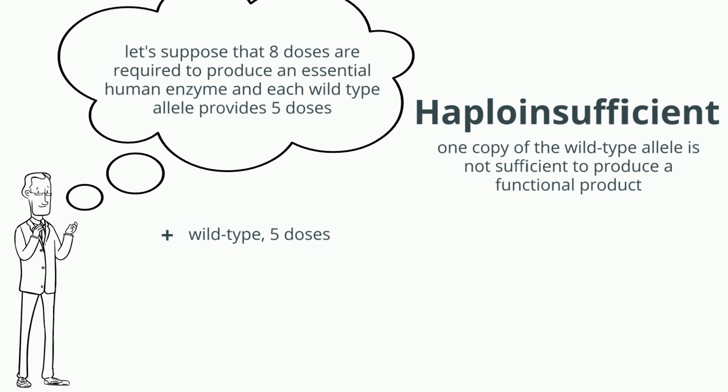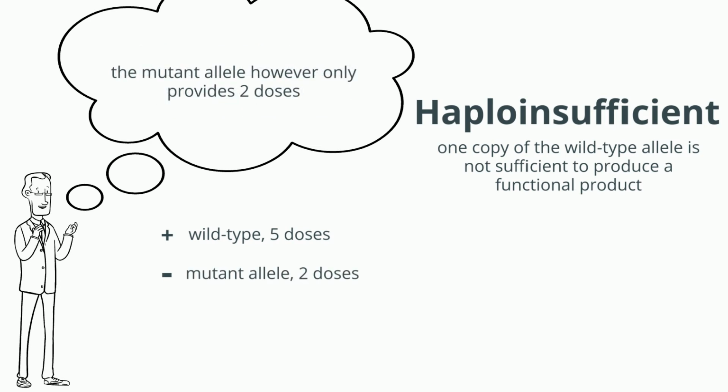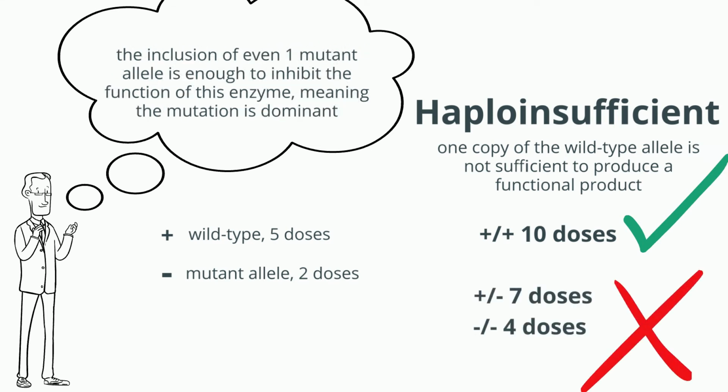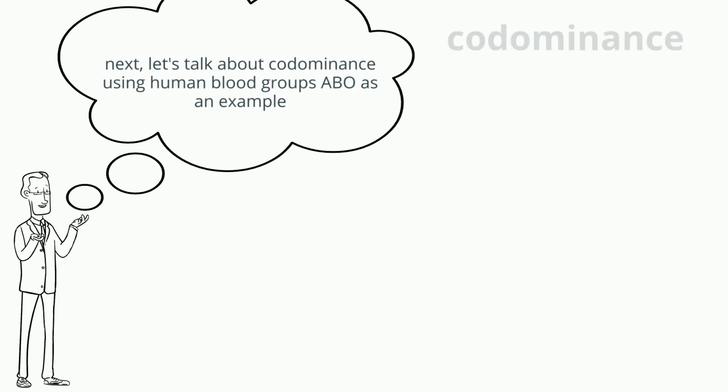Let's suppose that 8 doses are required to produce an essential human enzyme, and each wild-type allele provides 5 doses. The mutant allele, however, only provides 2 doses. The only way for this organism to have a functioning enzyme is to receive 2 wild-type alleles and get over that 8-dose threshold. The inclusion of even one mutant allele is enough to inhibit the function of this enzyme, meaning the mutation is dominant. Next, let's talk about codominance using human blood groups ABO as an example.